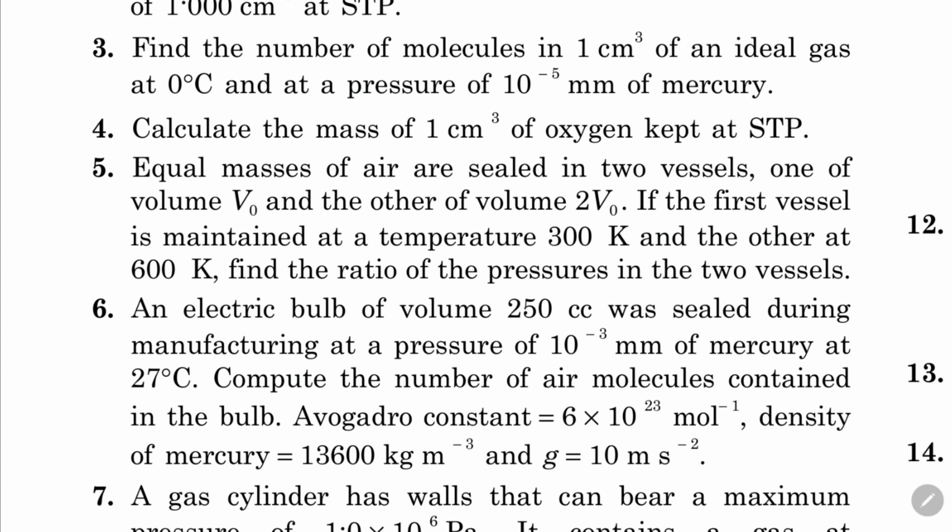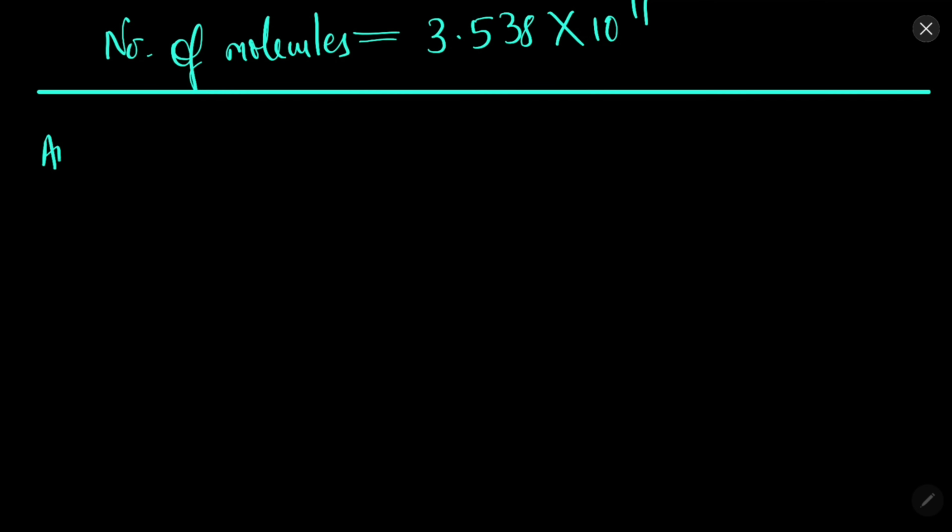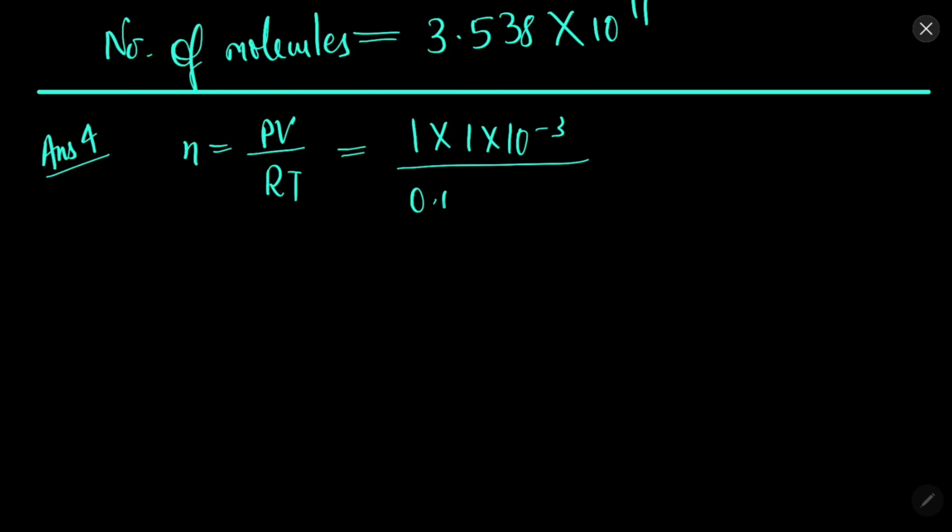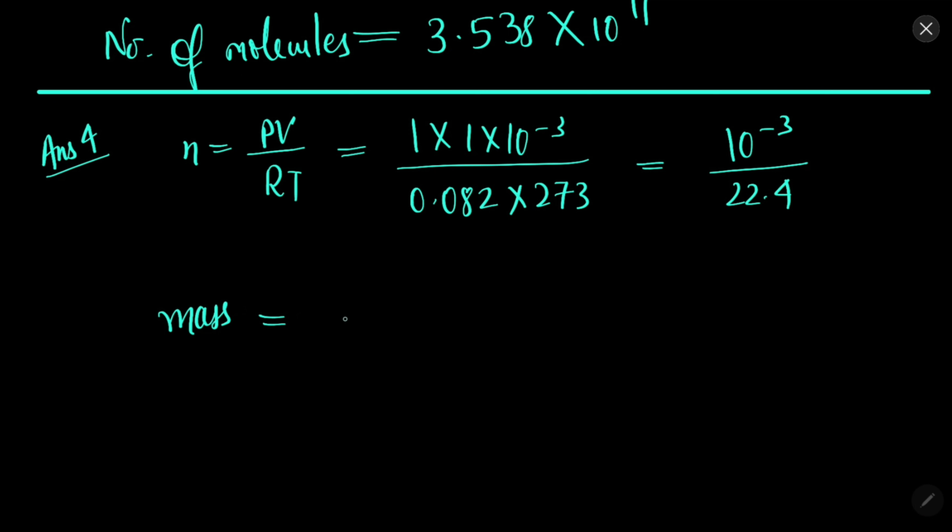In question 4, we need to calculate the mass of 1 centimeter cube of oxygen at STP. Fourth one, n equal to PV over RT. So after putting all values, we get 10 to the power minus 3 over 22.4. So mass can be found out by n, number of moles into the molar mass, that is 32 gram for oxygen.